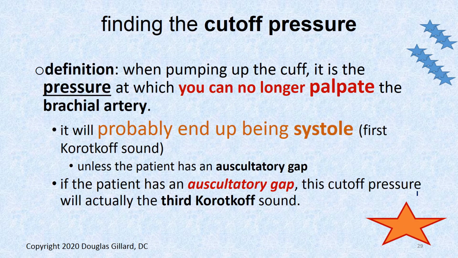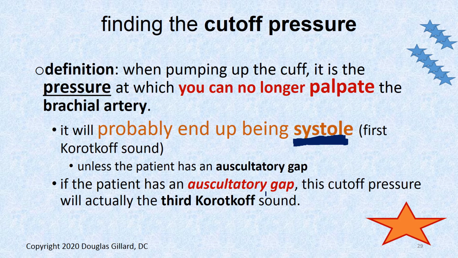Right? So it's a two-step procedure. Let's go through it again. Find the cutoff pressure. That is the pressure when you can no longer feel the brachial artery pulse. It'll probably be the same number as systole, because that's what systole is. It's the point where you completely shut off the pressure. The blood pressure cuff is strong enough to completely pinch off the artery. Right? Unless there's an auscultatory gap, which we'll talk about.